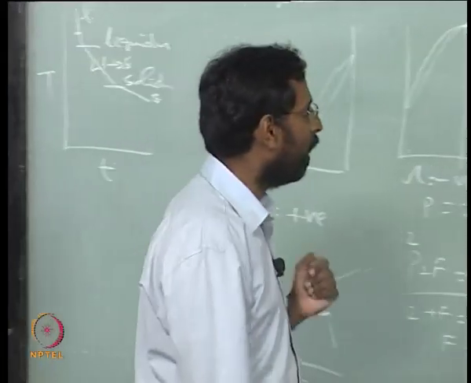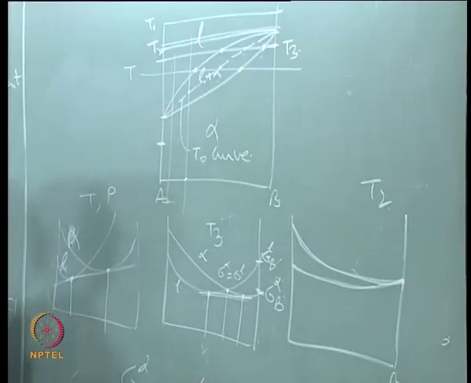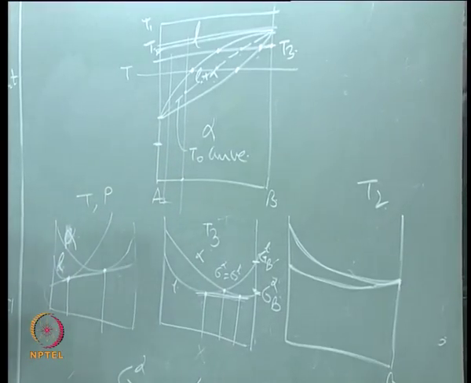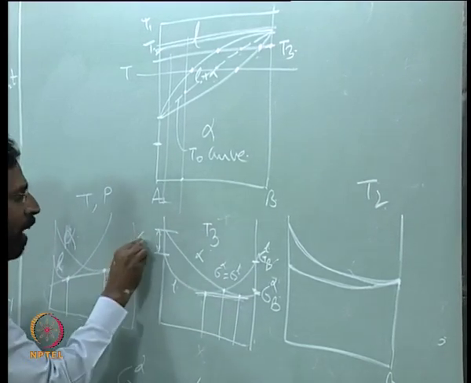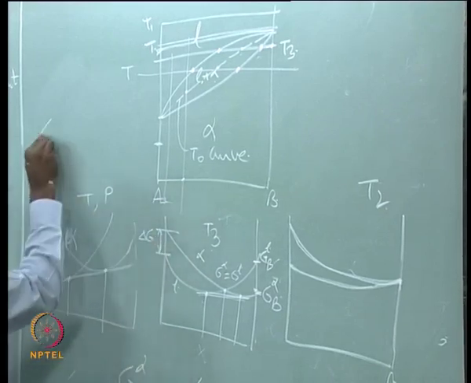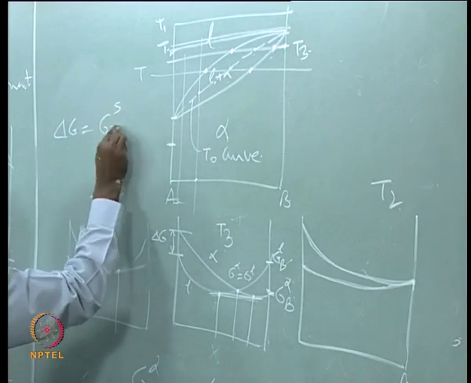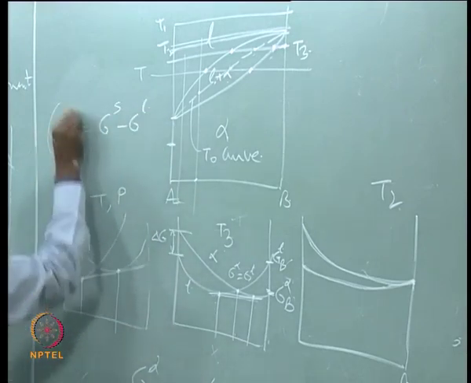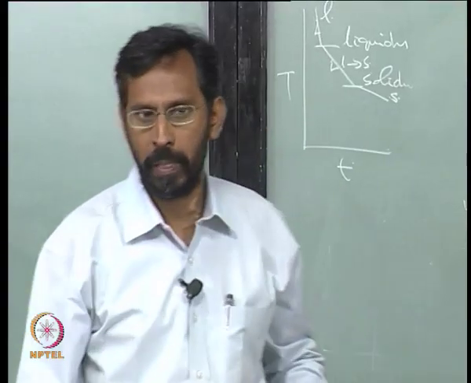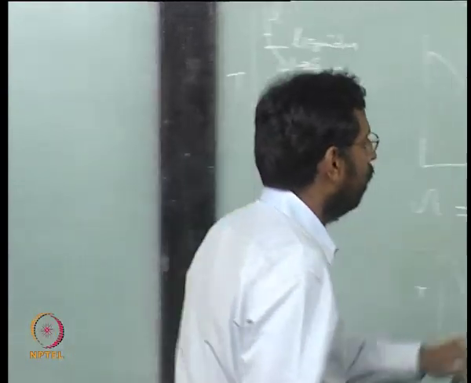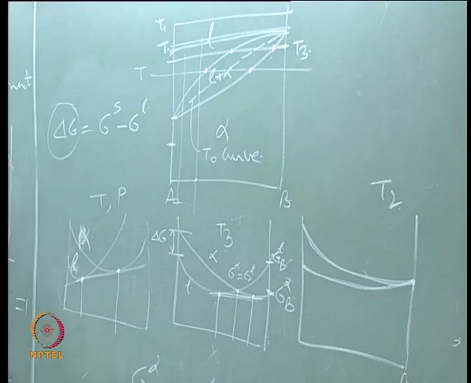For example, there are problems. I take this pure metal, bring it to this temperature. I have talked about this difference. What is this difference? I call this delta G. The delta G is nothing but, let us say, G of solid minus G of liquid. If I want to find out this delta G, I need to find out the G of solid and G of liquid. Am I right?